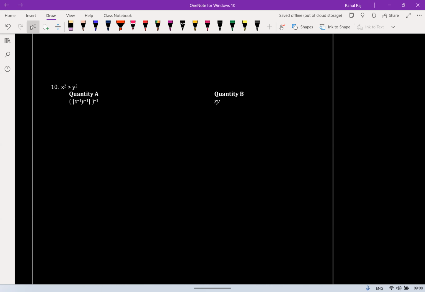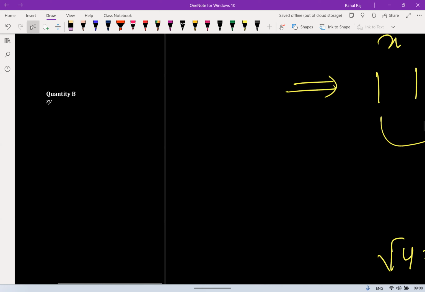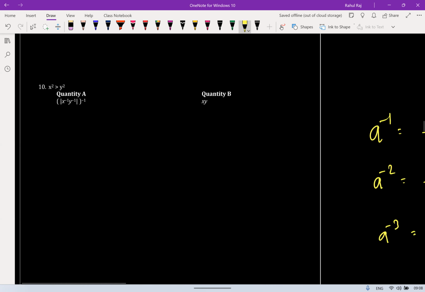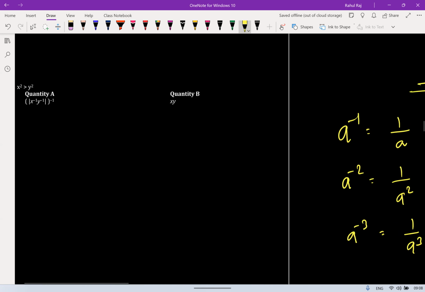This 10th one, I don't know, because what does it mean when something has a negative power? So a to the power of -1 means what, Alexa? 1 over a. And a to the power of -2 means what? 1 over a square. So it is just that simplification. Can you please try and simplify once, and then we go ahead and solve it.